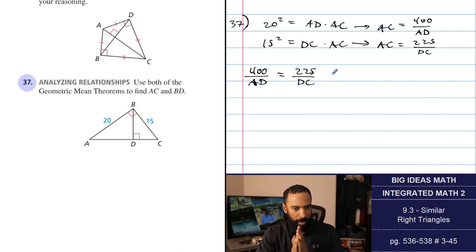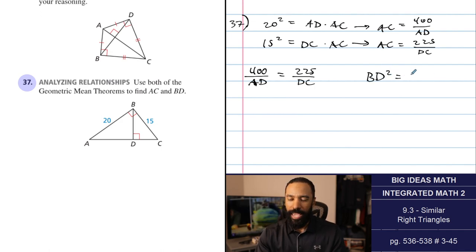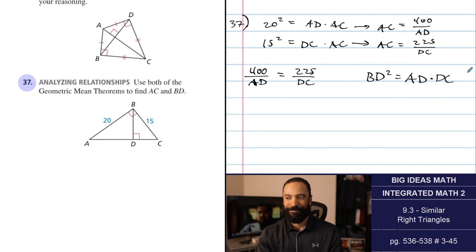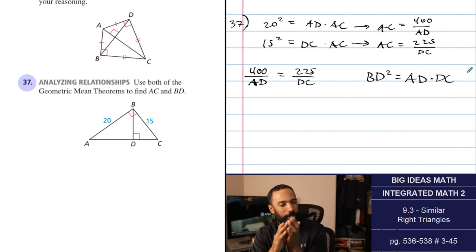Use the other geometric mean theorem to find BD. Now BD, I know that BD squared equals AD times DC. I wonder how I can use this best to find these things. I really just want to use the Pythagorean theorem. Am I allowed to just use Pythagorean?